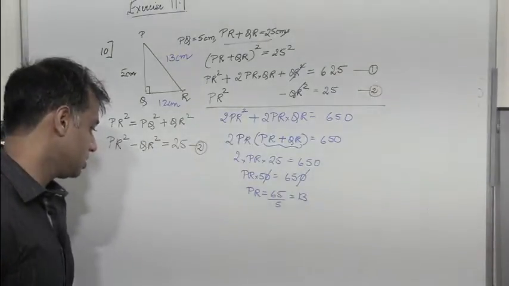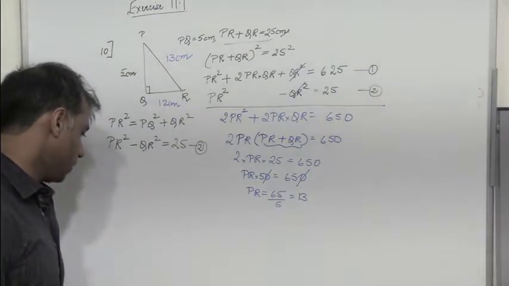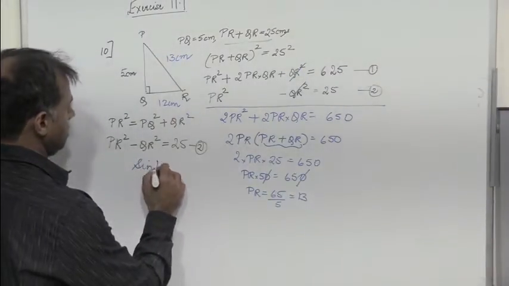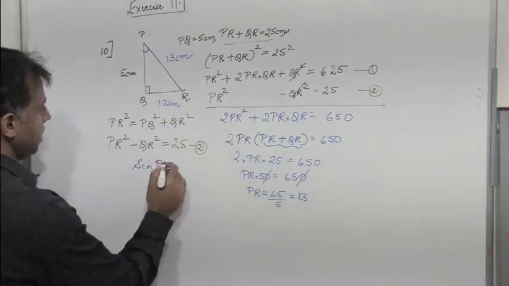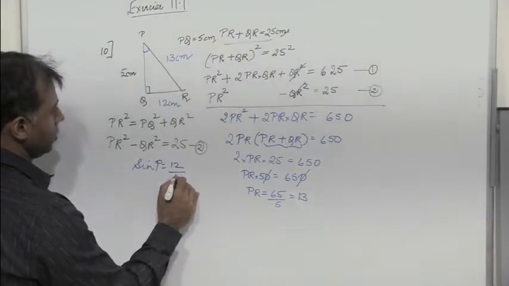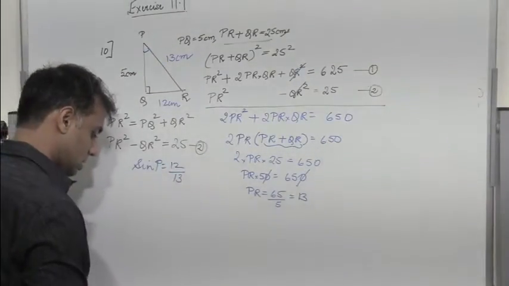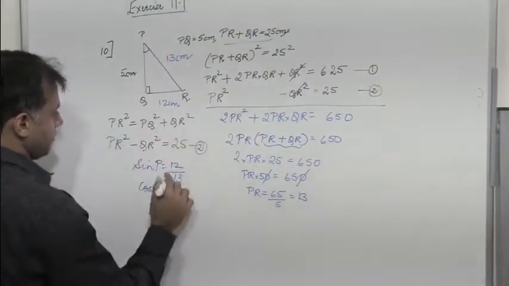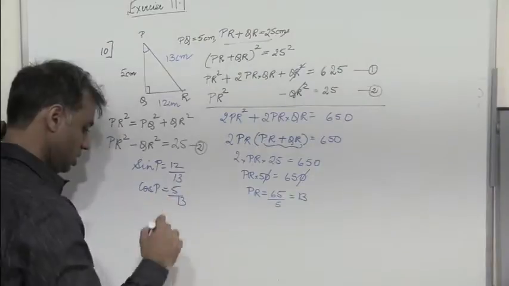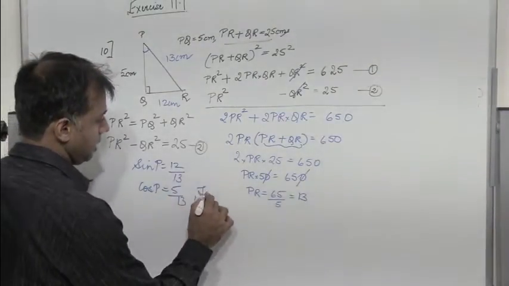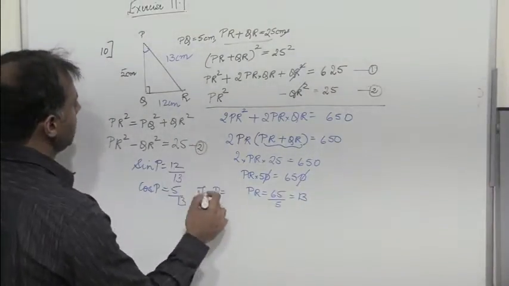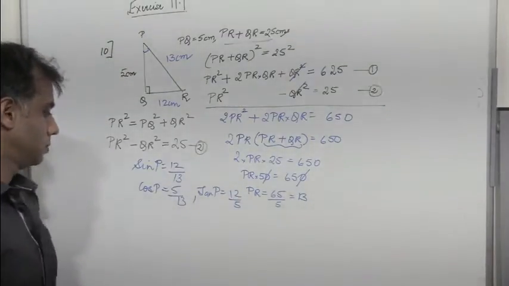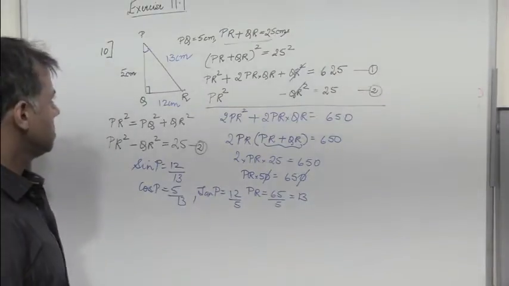What are the relations asked? So I need to find sine P. So what is sine P? Opposite side, which is 12 by hypotenuse 13. Next, I also need to find cos P. Adjacent side is 5 by hypotenuse 13, and I need to find tan P, very simple, which is opposite side 12 by adjacent side 5. Right, so this is a very simple problem.